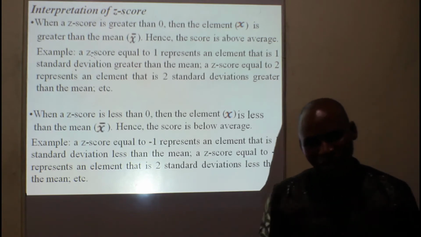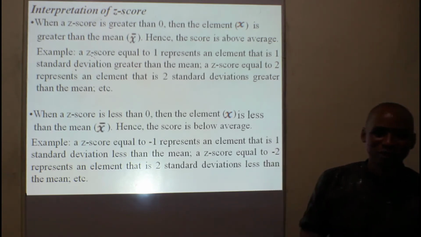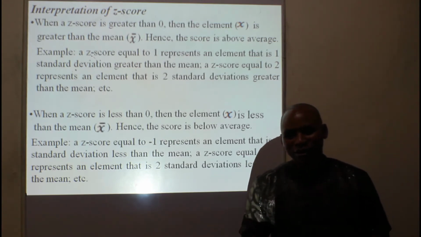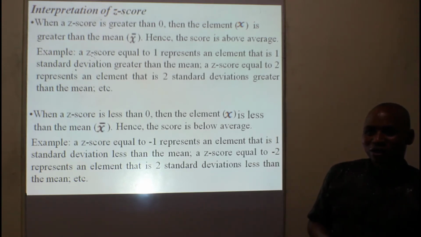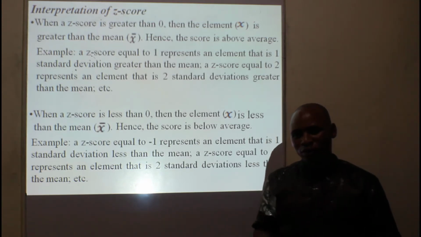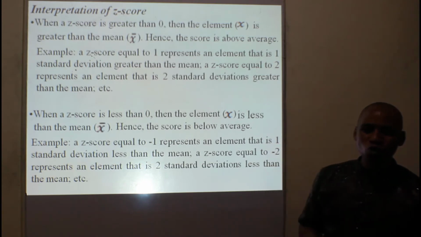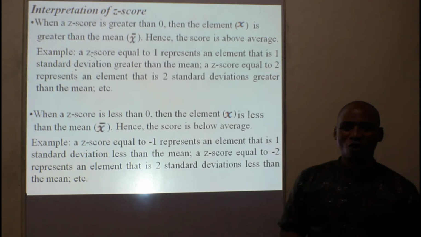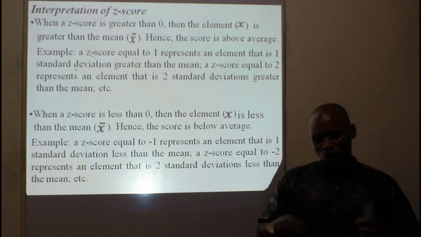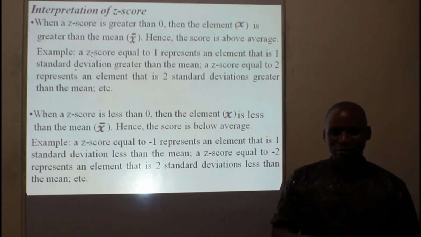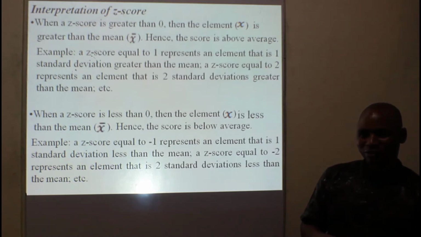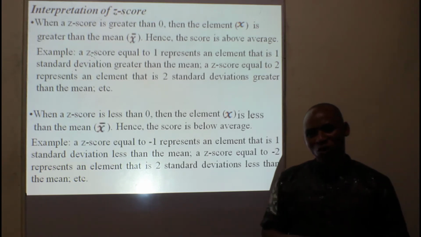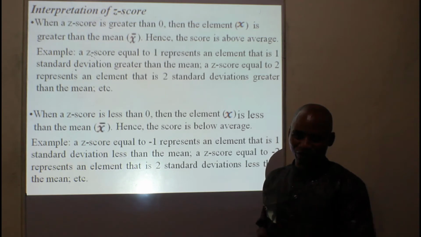Likewise, if you had a z-score of 2, it means the student's score is about 2 standard deviations from the mean of the scores of the students. And for that matter, the student's score is above average.